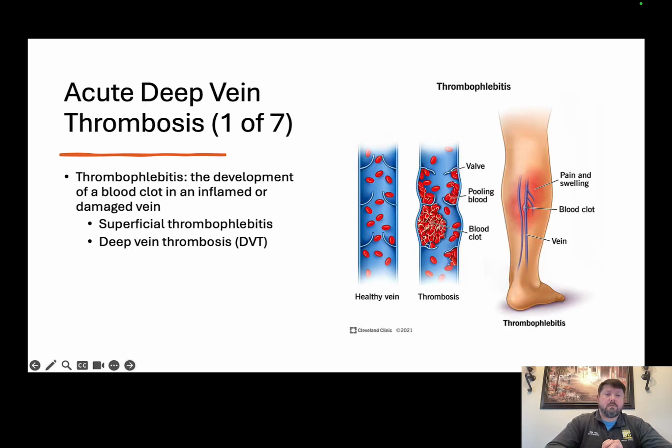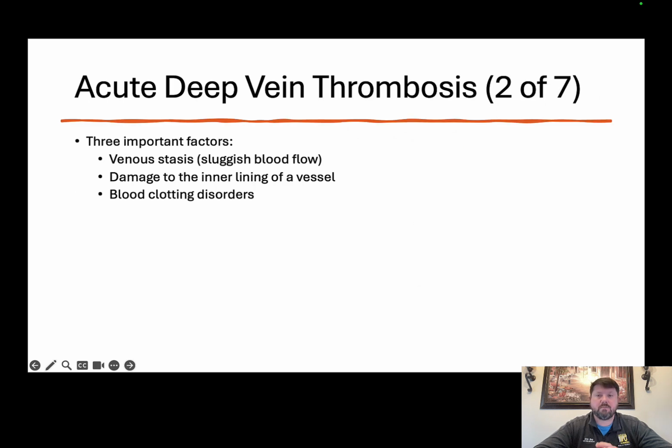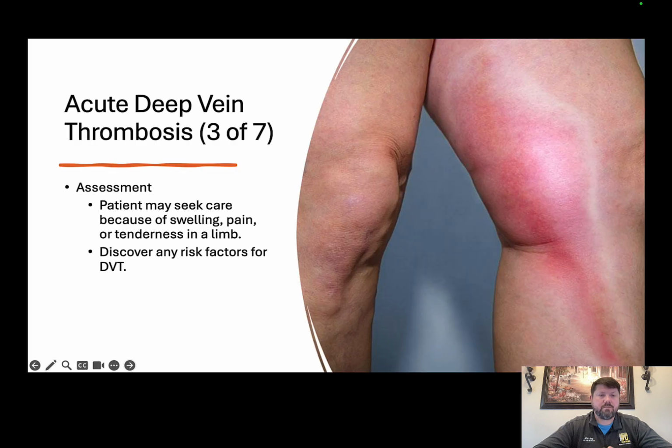Acute DVT. Thrombophlebitis is the development of a blood clot in an inflamed or damaged vein. Superficial thrombophlebitis occurs when a clot develops in a vein near the surface of the skin. A DVT is present if a clot develops in the deep veins of the extremities, associated with an increased risk of pulmonary embolism. There are 3 important factors: venous stasis, damage to the inner lining of a vessel, and blood clotting disorders.